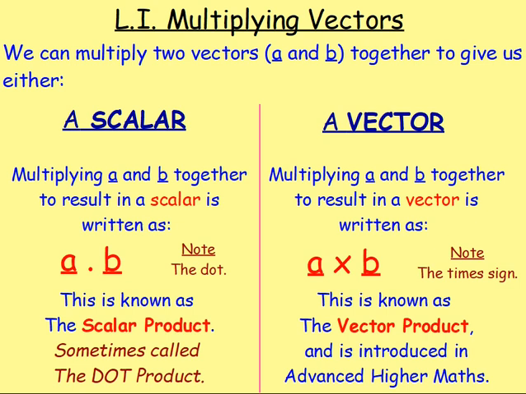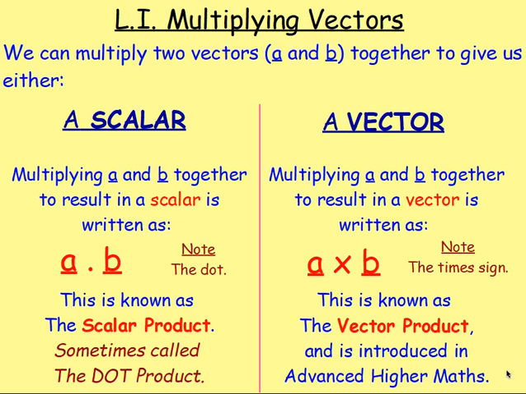We then looked at multiplying vectors, and to multiply vectors, well, we'd only multiplied them by a scalar. Here, what we were doing is multiplying two vectors together, and we found that you can either get a scalar when you do that, or you can get a vector. If you end up with a vector, really you would write it as vector A times vector B, so you use the times sign, you need that times sign, and that is known as the vector product. That is going to be introduced in Advanced Higher Maths when you multiply them together and end up with a vector.